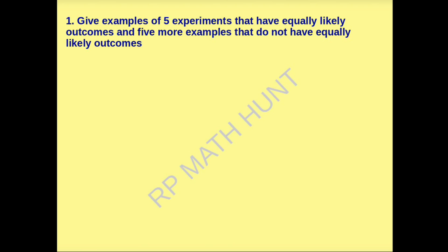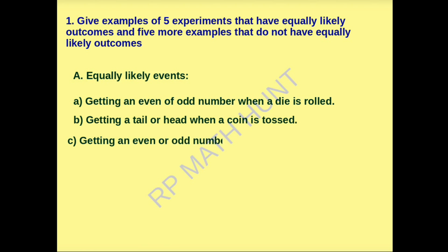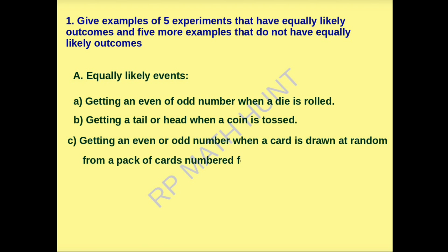Now give examples of 5 experiments that have equally likely outcomes and 5 more examples that do not have equally likely outcomes. 1. Equally likely events. A. Getting an even or odd number when a die is rolled. B. Getting a tail or head when a coin is tossed. C. Getting an even or odd number when a card is drawn at random from a pack of cards numbered from 1 to 10.